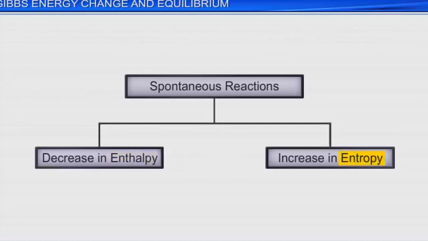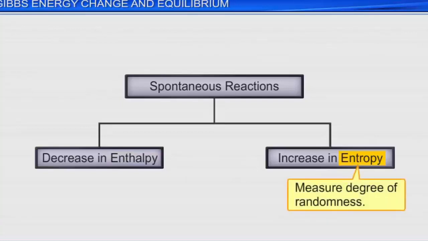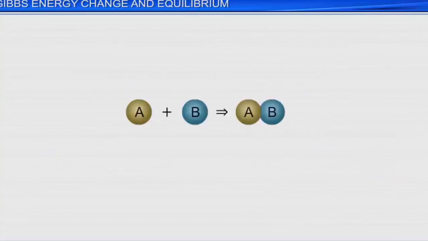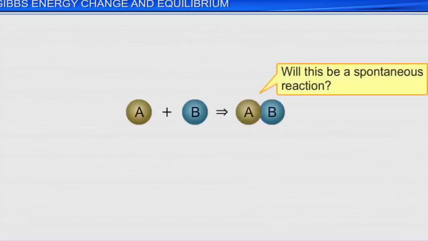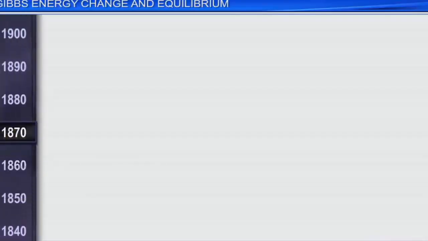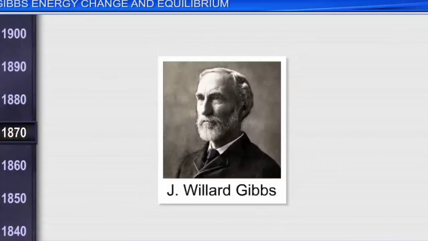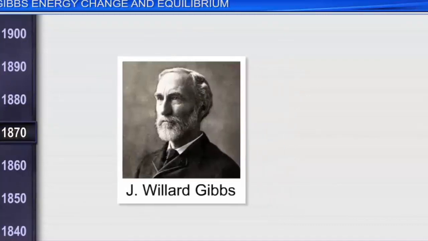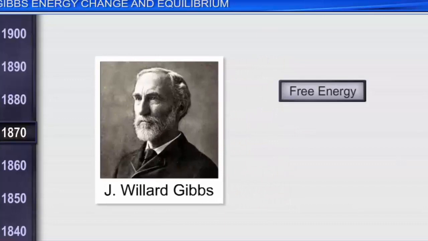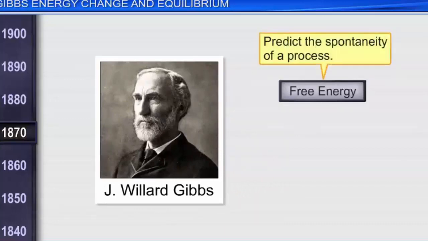We've learned that entropy helps us measure the degree of randomness or disorder. But, is there a way to predict if a process is going to be spontaneous? In the 1870s, J. Willard Gibbs, an American mathematical physicist, developed the concept of free energy to predict the spontaneity of a process. Today, the term free energy is called Gibbs energy.